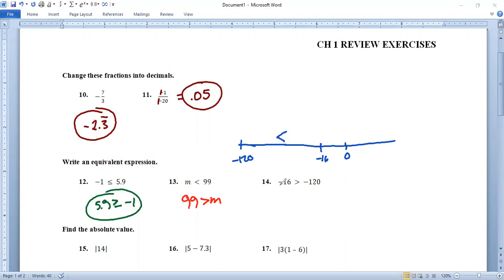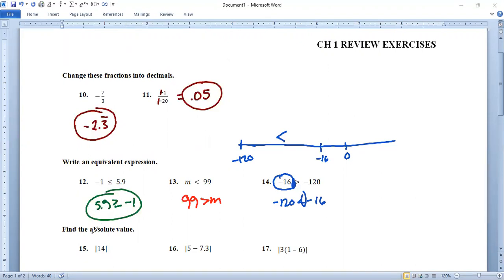So you can write it like this: -16 is larger than -120, or -120 is smaller than -16. In both cases, this is how you can tell they're exactly the same statement. -16 is on the big side, the large side of that symbol, greater than or less than. All right, number 15.